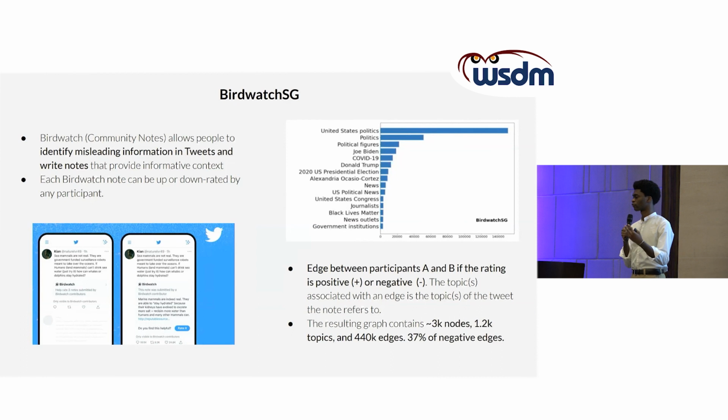Similar thing, we retrieve topics from the tweets. This time we have a much smaller graph, with only 3,000 nodes, but many more topics and also a higher density.